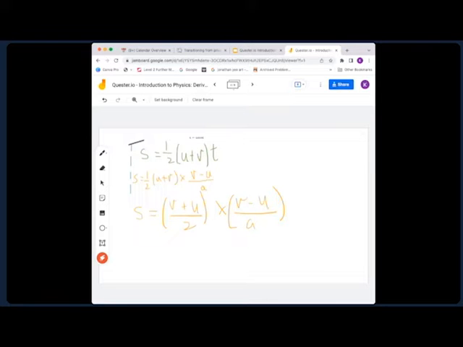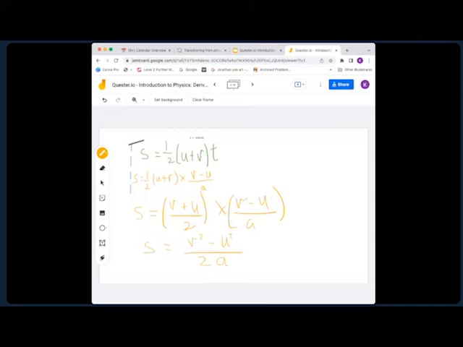Someone said the difference of 2 squares. Cool, very good. So I end up with s equals v squared minus u squared, because of the difference of 2 squares. I can't be asked to fully expand it out, but that's what we end up with: s equals v squared minus u squared over 2a.